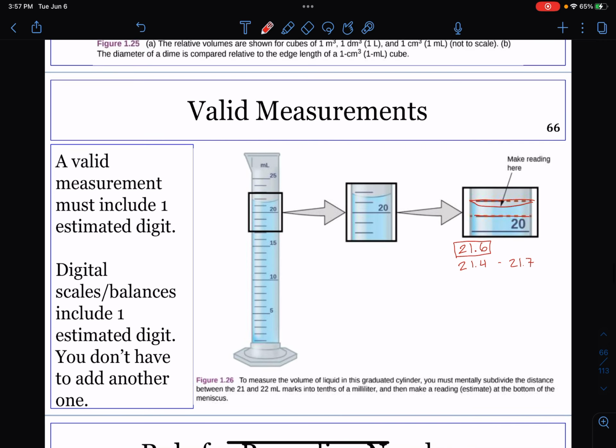Digital scales and balances, like a bathroom scale or a kitchen scale or the scales that we have in the chemistry classroom, already include one estimated digit. There's no way for you to estimate one more digit because there's nothing basing your value off of. So the scale does it for you. So please do not add another digit when you're measuring the mass of something on a scale.